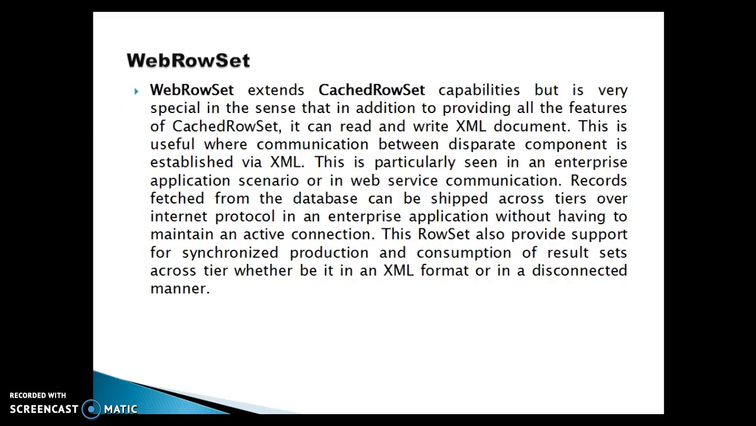Now the next row set type is web row set. So web row set extends cached row set, right? Basically, this is the sub-interface of cached row set. Web row set extends cached row set capabilities, but it is very special in the sense that, in addition to providing all the features of cached row set, it can read and write XML documents.